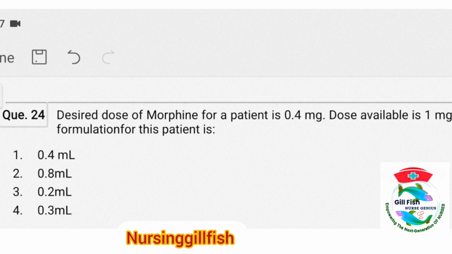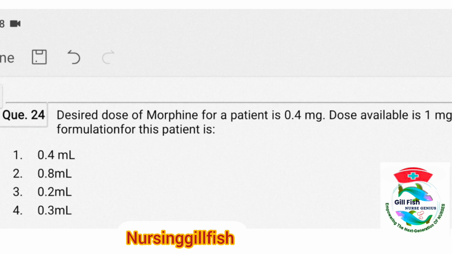So what is the formula we have to apply for the morphine? Desired dose, what we want, by what we have. So what is the patient dosage? It is 0.4 mg. Dose available is 1 mg. So we are going to make a conversion.